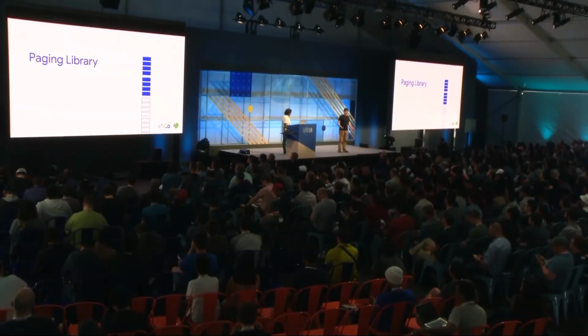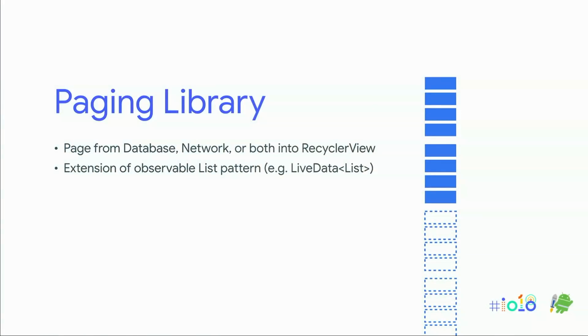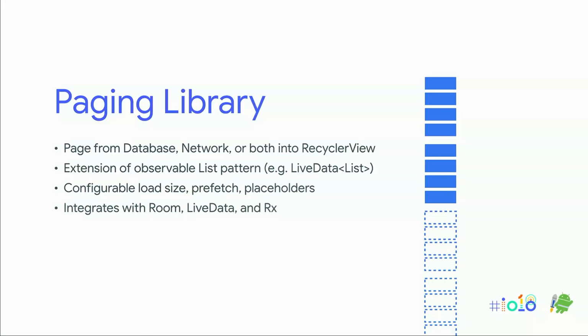So let's talk about what the paging library is. The paging library provides paging from database, network, and importantly, both, as we just saw. It can load that data directly into RecyclerView. It extends this LiveData of list, this observable list pattern that we really like because it keeps our UI incredibly simple, and it lets us contain all of the complex logic on one side. It's configurable, with configurable load size, prefetch, and placeholders. And it integrates directly with Room, with LiveData, and with RX. Paging 1.0 was just released, so please give it a try. Take it for a spin.